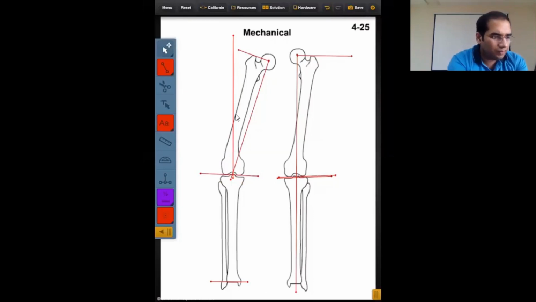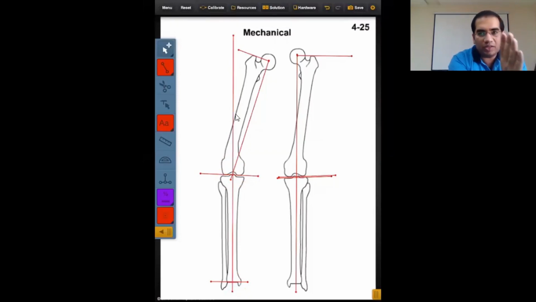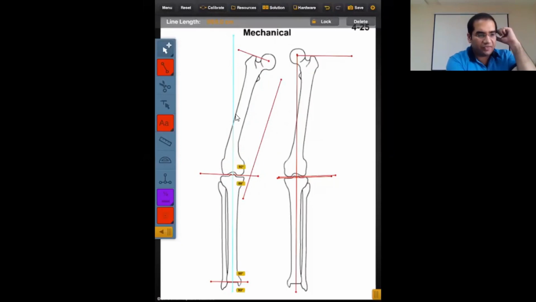Okay, so now we have drawn the mechanical axis. I'm going to continue with this line, because I want to show you, when we correct the deformity, how the femoral head goes into its place. Now comes the tricky portion. As you can see, we have taken the reference angle of the distal femur.